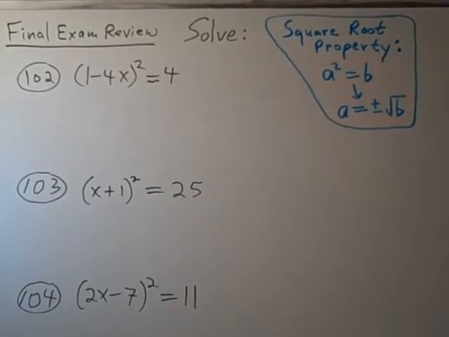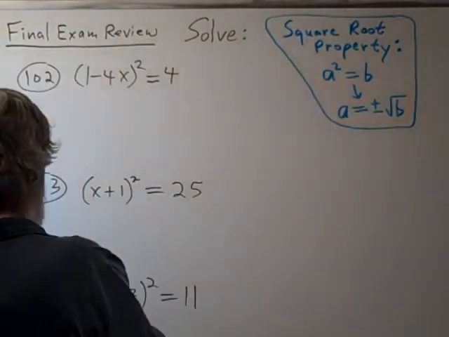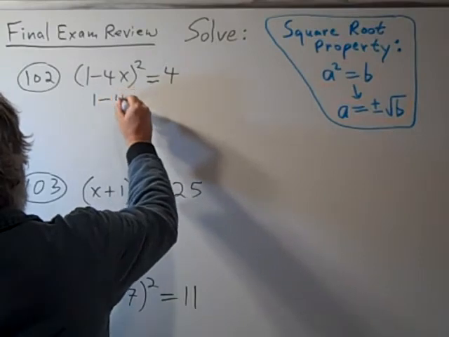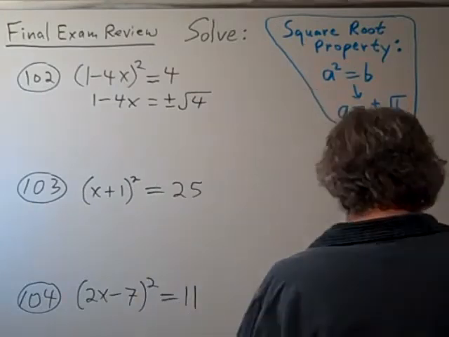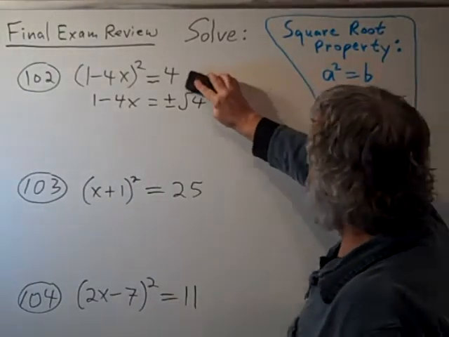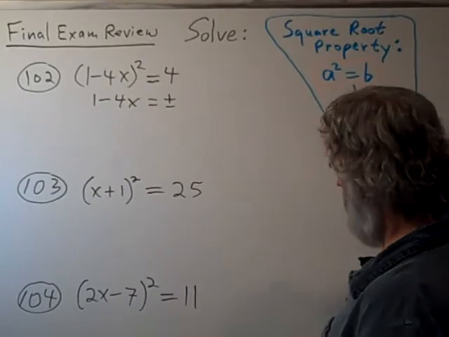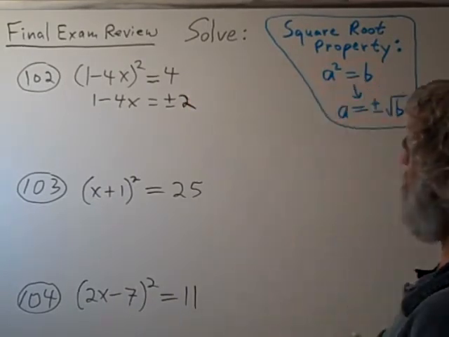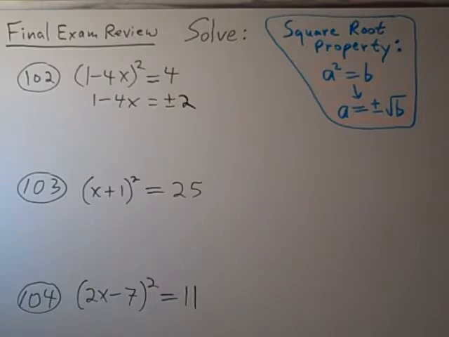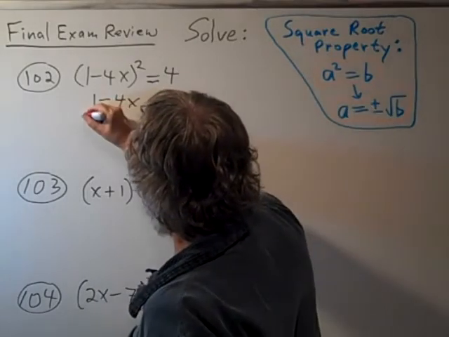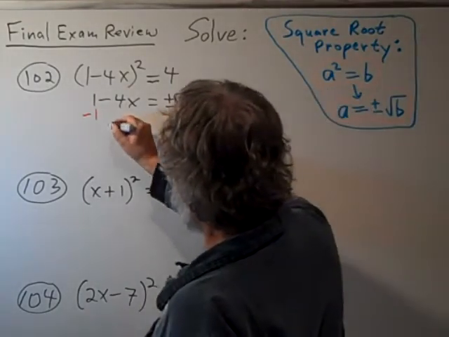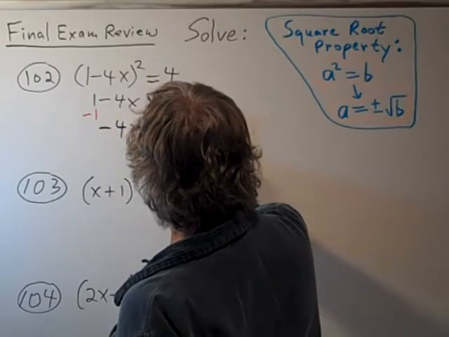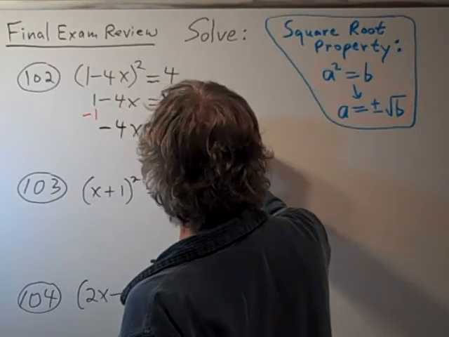Okay, we apply the square root property to this, and we get 1 minus 4x equaling plus or minus the square root of 4. But the square root of 4 is 2. So 1 minus 4x equals plus or minus 2. Now subtract 1 from each side, and you get negative 4x equaling negative 1 plus or minus 2.